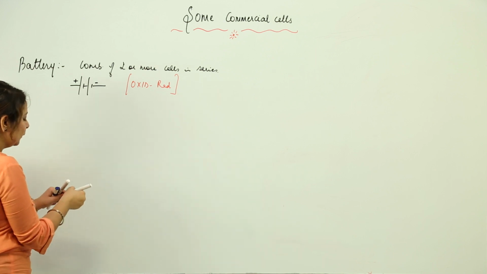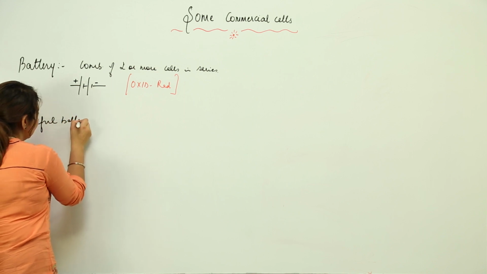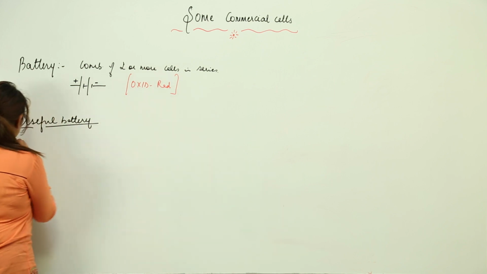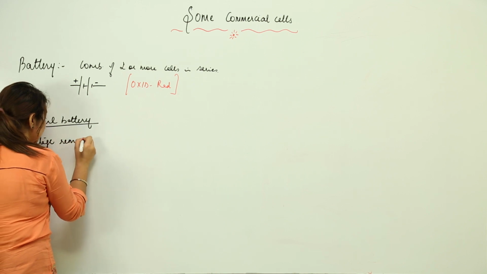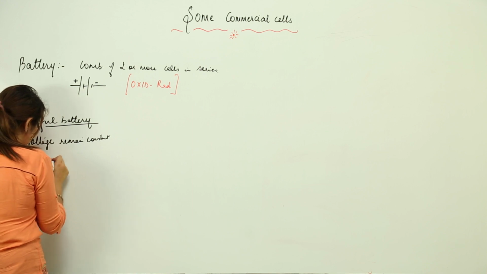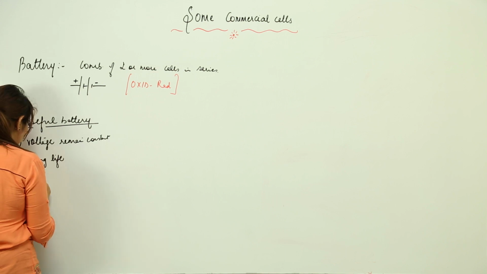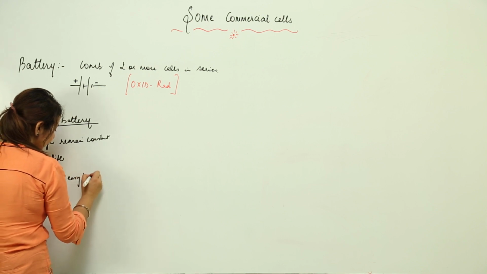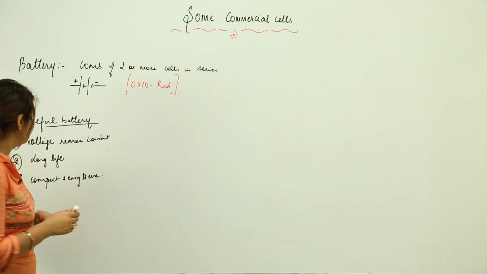Now, which battery is called a useful battery? You have many batteries, but which will be called a useful battery? The one whose voltage remains constant, meaning it can work on the same voltage. Second, it should have a long life, meaning it should work for a longer time period, and it should be compact and easy to use. These are the features which make a battery a useful battery.